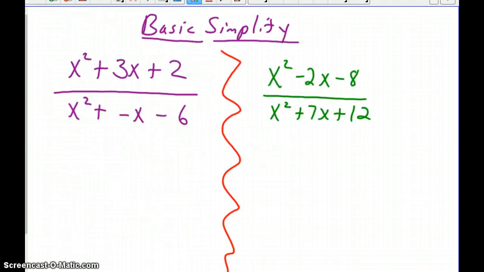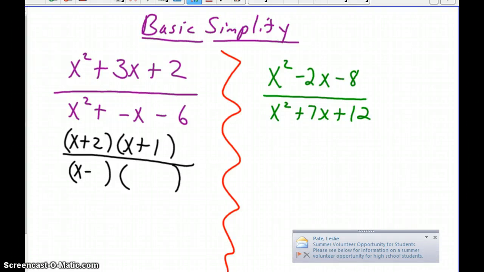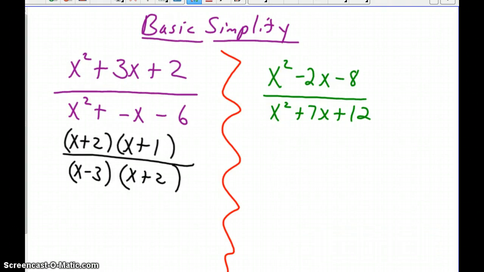All right, so we want to simplify this rational expression. So tell me this. Can you factor the top? Yeah, what is the factor? Okay, so x plus 2 and x plus 1. Very good. Okay, now look at the bottom one. Can you factor the bottom? Yes, you can. What is it? x minus 3, x plus 2. Okay, that's right. So now you factored it, right?